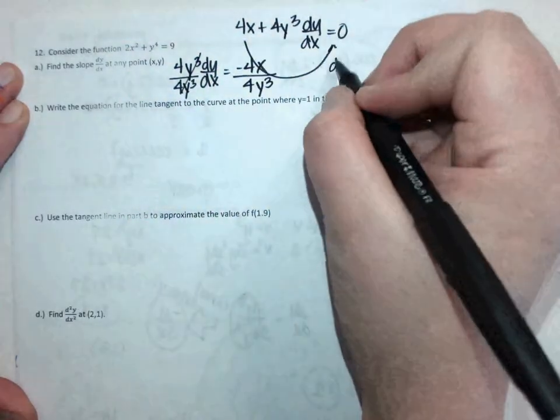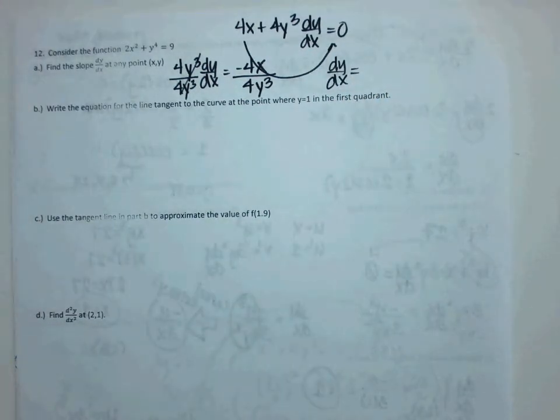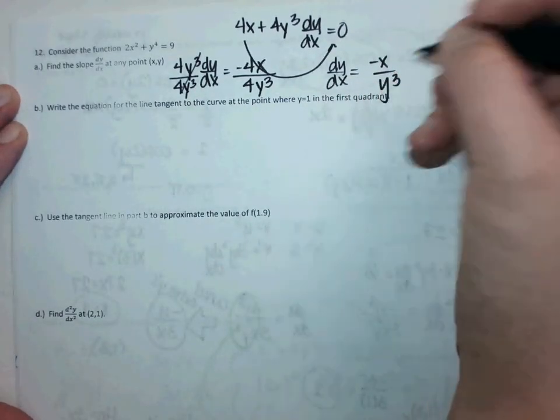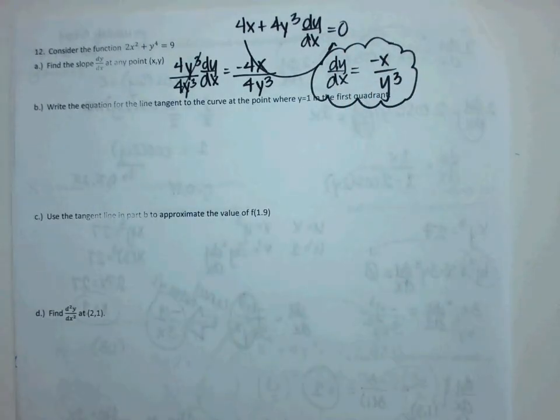So I have dy/dx equals, now question, anything that can cancel out to make your life simpler? The 4. Okay, the 4. So really it's just negative x over y cubed. Now remember, your first one's not wrong, but that just makes it easier.